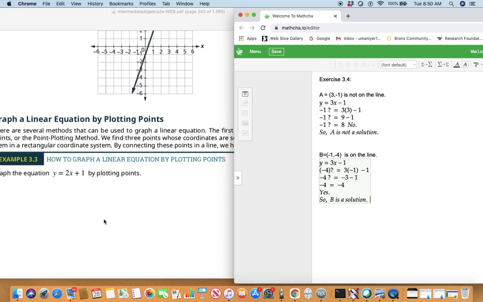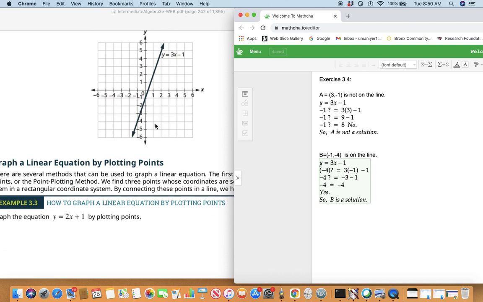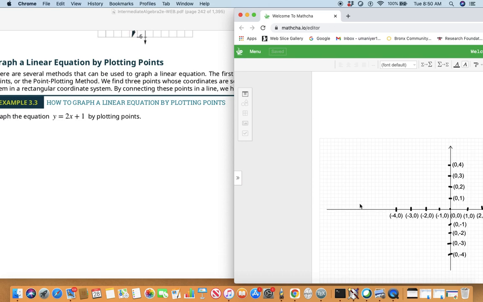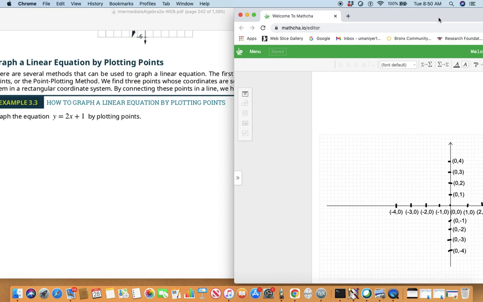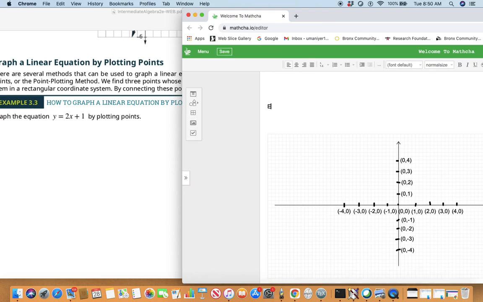Okay, now we want to learn to graph lines. So far we used the lines they gave us. Now, how about plotting points and graphing them ourselves? Let's plot the line y equals 2x plus 1. This is example 3.3. You want to graph y equals 2x plus 1. So what do we do?